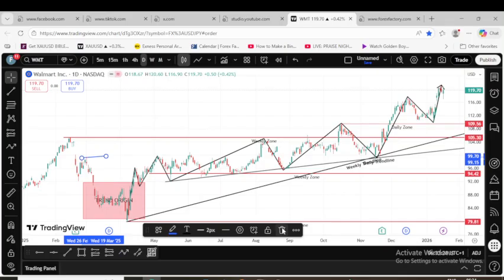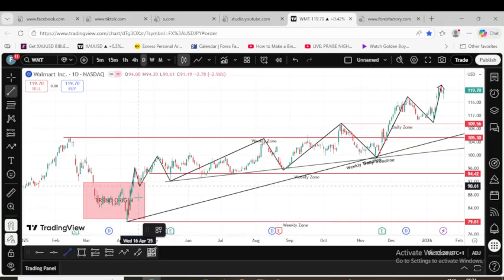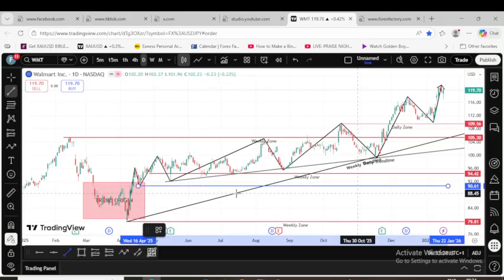Anyways, let's first of all identify our swing lows or higher lows. This is our higher low, followed by this, followed by this. And then this is our most recent higher low, because this level has been broken.